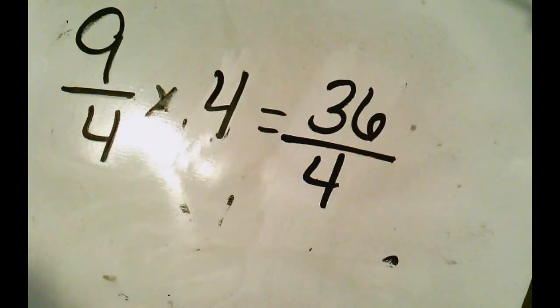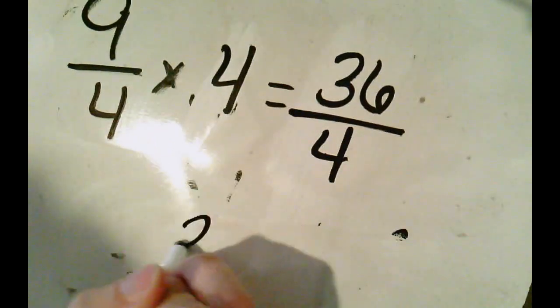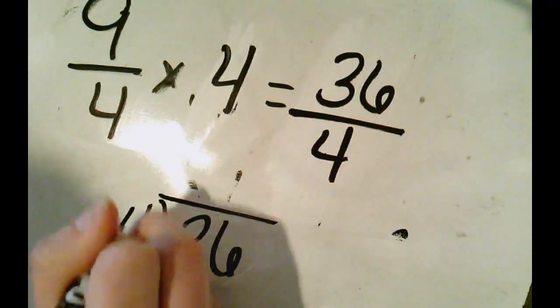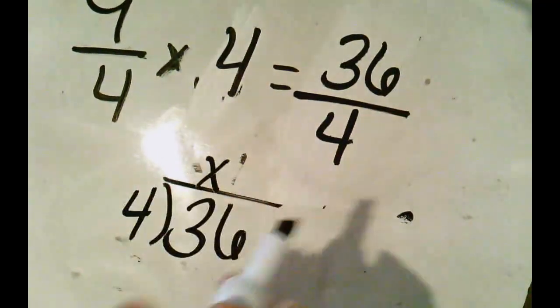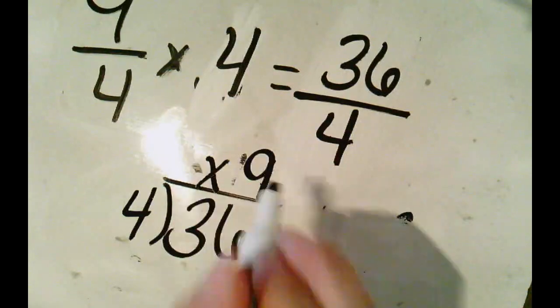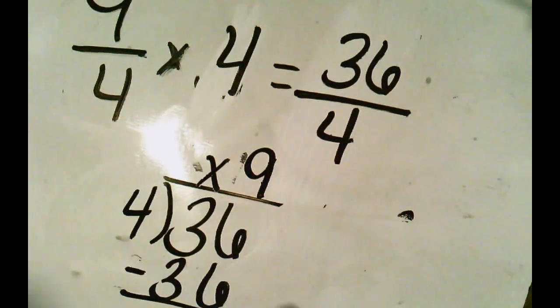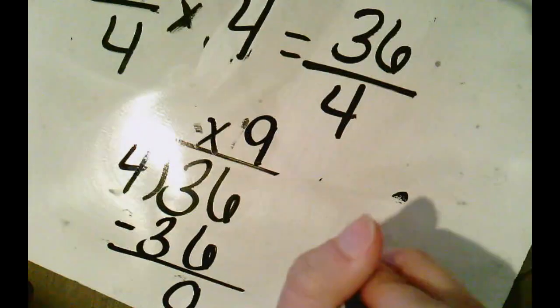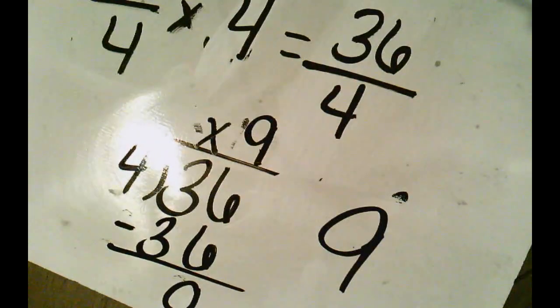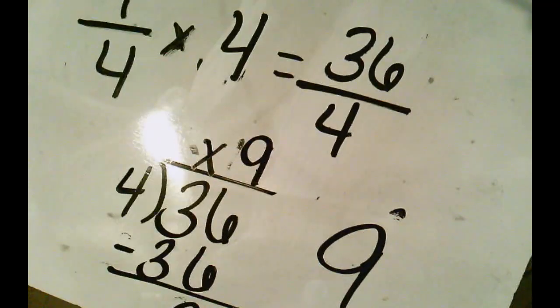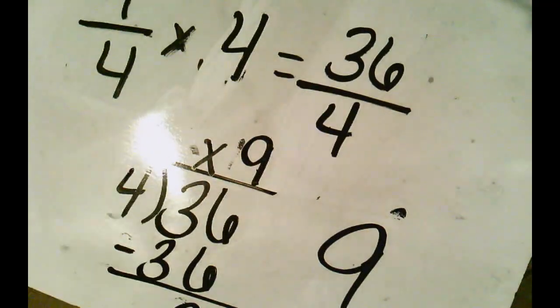I'm not going to leave it like that. I'm going to divide my numerator by my denominator so I can get back to a mixed number. Can't go into 3, does go into 36, goes in 9 times. 9 times 4 is 36. I don't have a remainder this time, so my answer for 9/4 or 2 and 1/4 cups quadrupled is 9 cups.